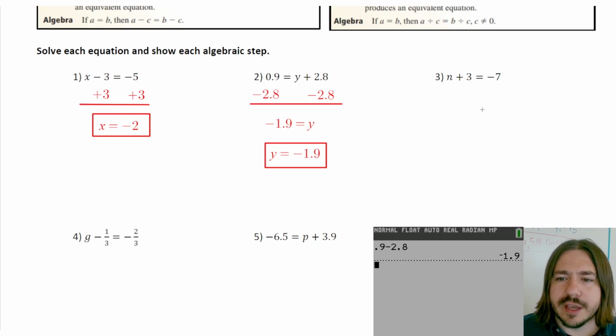Number 3, we've got n plus 3 equals negative 7. So to undo this plus 3, we want to subtract 3 from both sides.